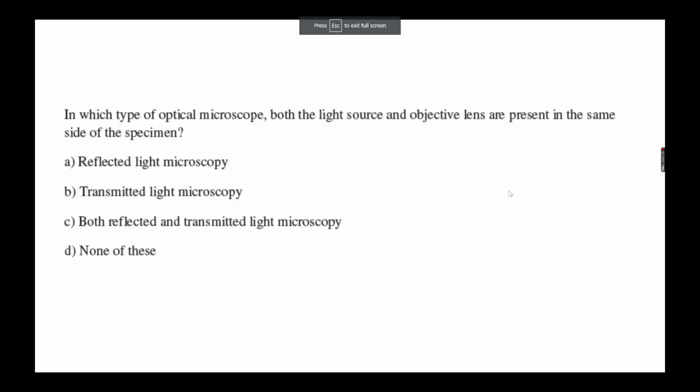The first question I will take is: in which type of optical microscope are both the light source and the objective lens present on the same side of the specimen? In the last lectures we covered what microscopy is. There are many things in science and technology which we cannot see with our naked eye, so we need microscopy.